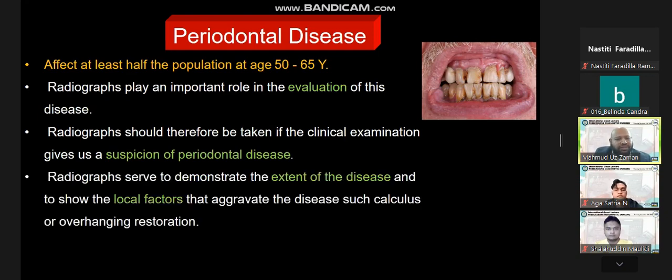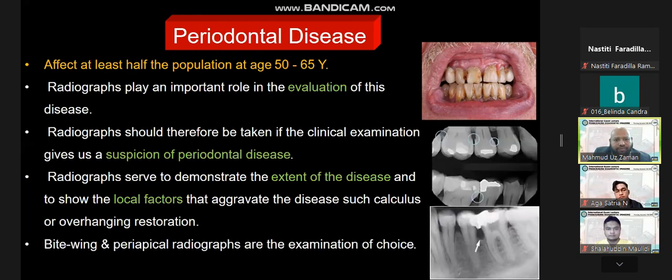So the radiograph will demonstrate the extent of the disease and the local factors. Sometimes calculus is there or an overhanging restoration is there. So it will help you to remove the causes and for proper treatment planning. And if it is localized, the bite-wing and periapical radiograph would be your examination of choice, or if it is generalized, you will go for panoramic radiograph.